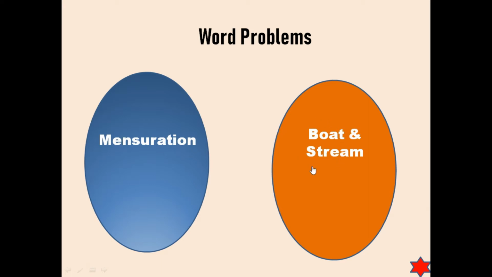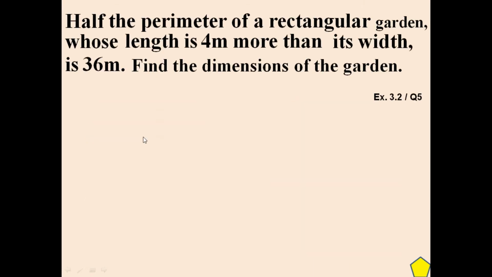That means anything related to shape. And we are going to also deal with another set of problems which relates to boat and stream. When we go to this topic, we'll talk more about it. So let's first take on area and perimeter. So let's look at this question.